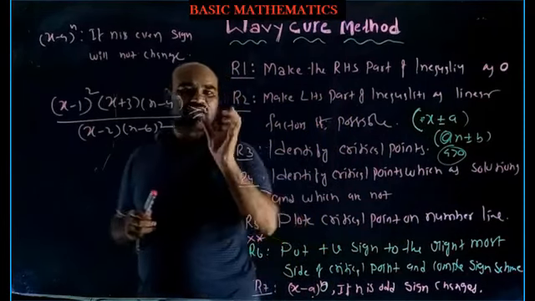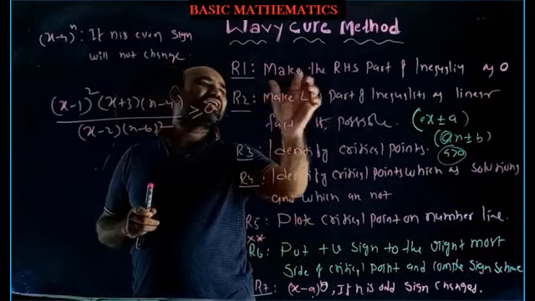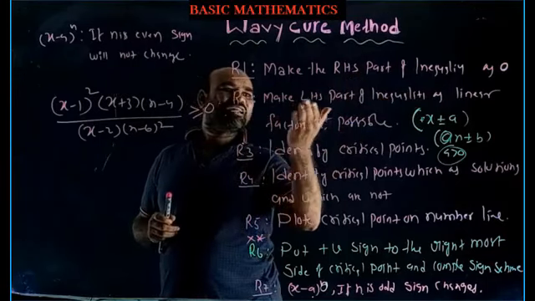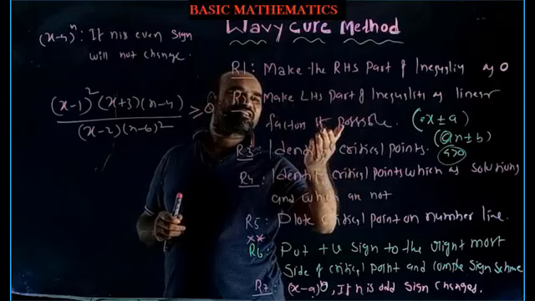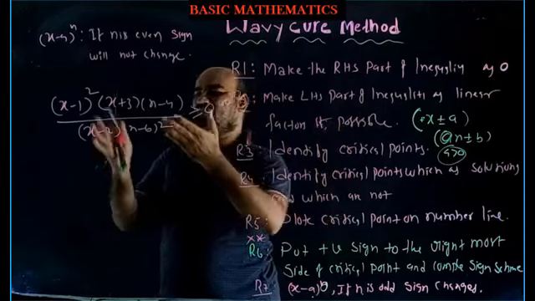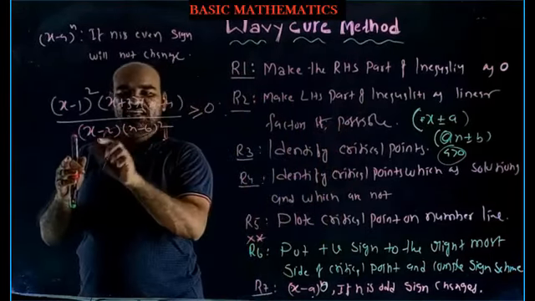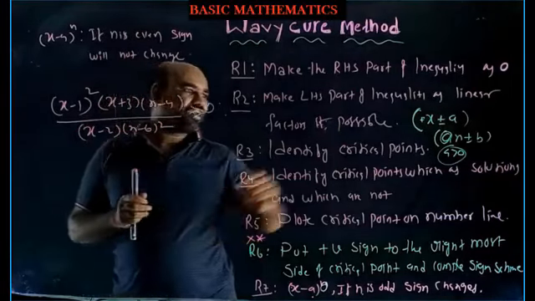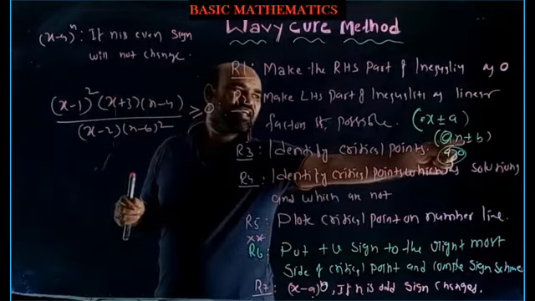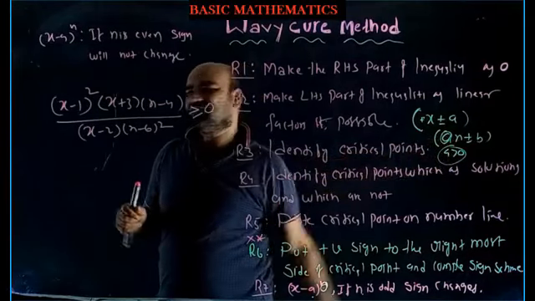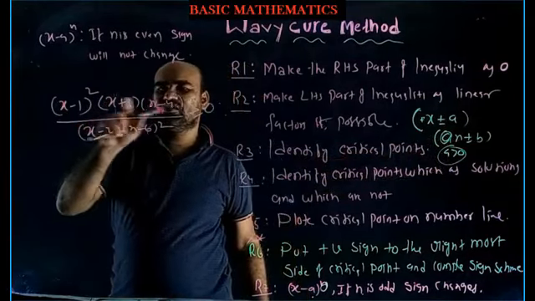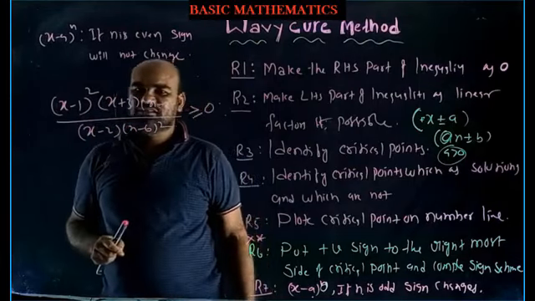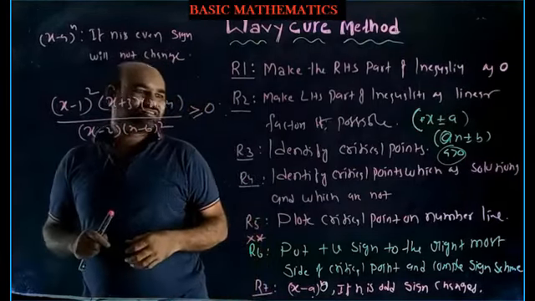See here, right? Make the right part of the inequality 0. Make the LHS of the inequality into linear factors if possible. All are linear factors. This is not linear, but the base is linear. In the ax plus r minus b form, the coefficient should be positive. Here 1 positive, 1 positive, 1 positive, 1 positive, 1 positive. Very important. Otherwise, you won't get the correct result.